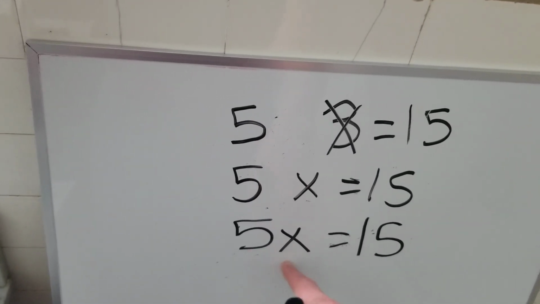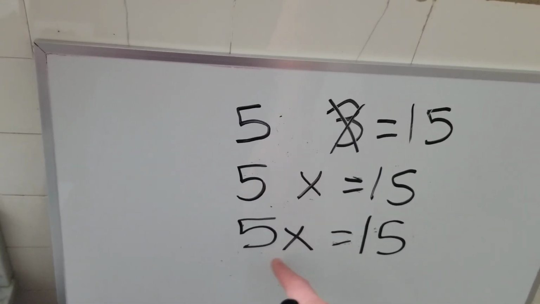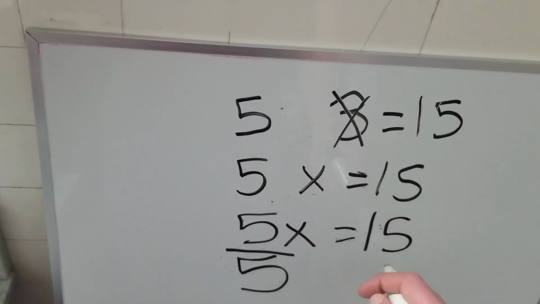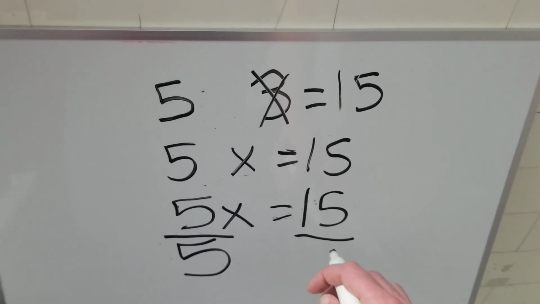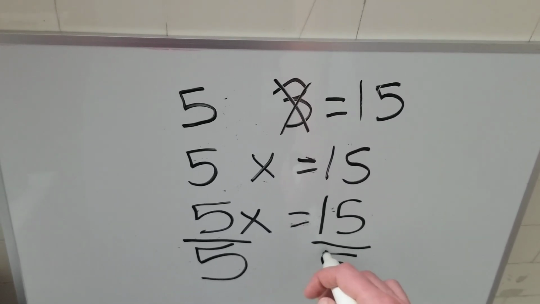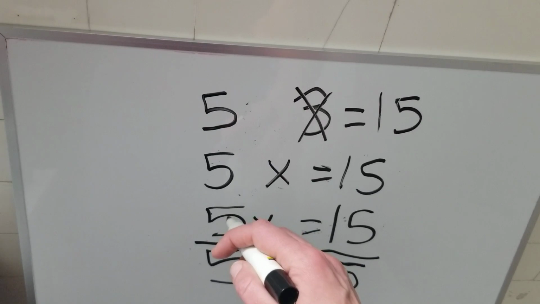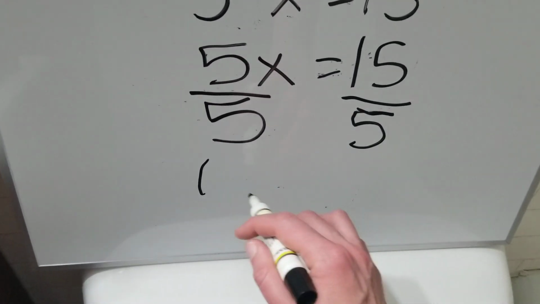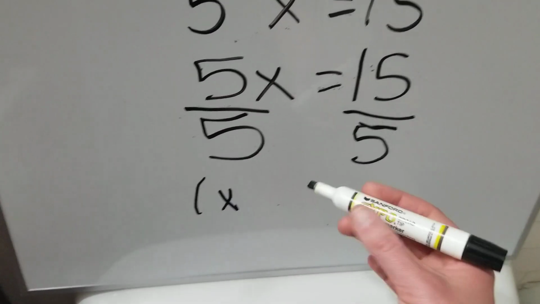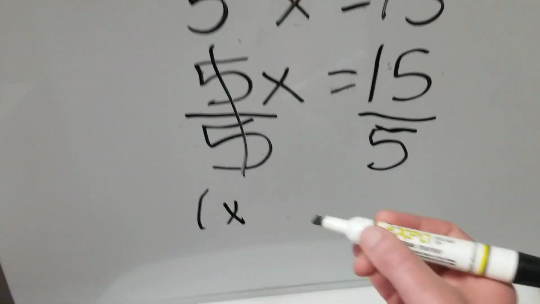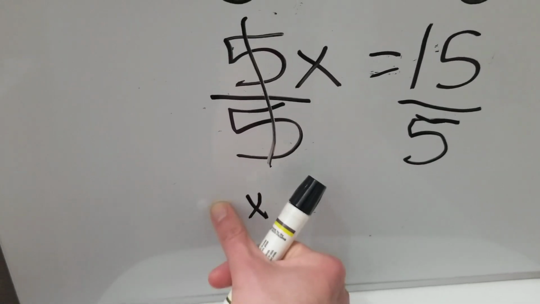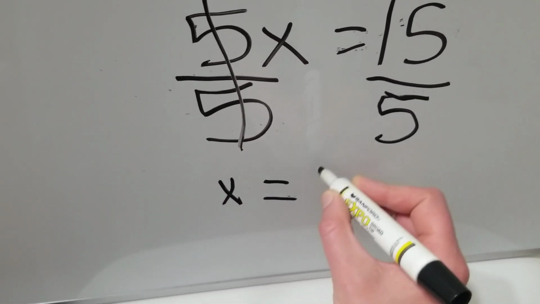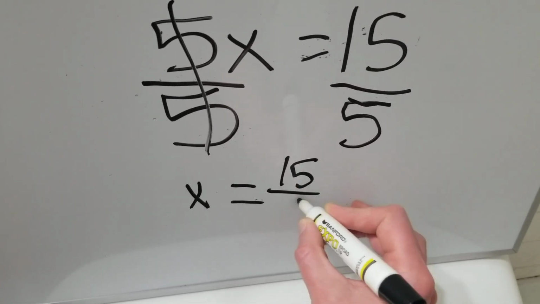So this is 5 times x. What we're going to do is 5 divided by 5, because that will cancel this out. And then we have to do it on this side too. So 15 divided by 5. And these cancel each other out. So 5 over 5 is just 1x. 1x like that. So we can just write this as x. 1x is just x. So x equals 15 over 5.